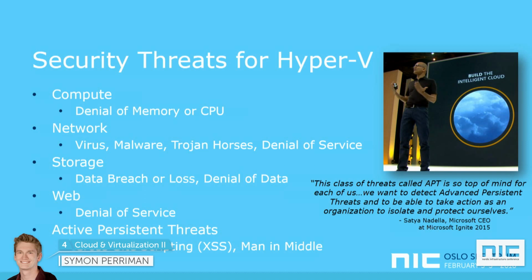Now, this is becoming kind of a trendy word. Satya Nadella, Microsoft CEO, has even been talking about this in his keynotes. It's becoming that big of a problem. And basically, these advanced persistent attacks are attacks that specifically target certain types of infrastructure. It's not an all-purpose attack that just tries to flood the network. It's specifically targeting Hyper-V, or a DHCP server, or a DNS server.